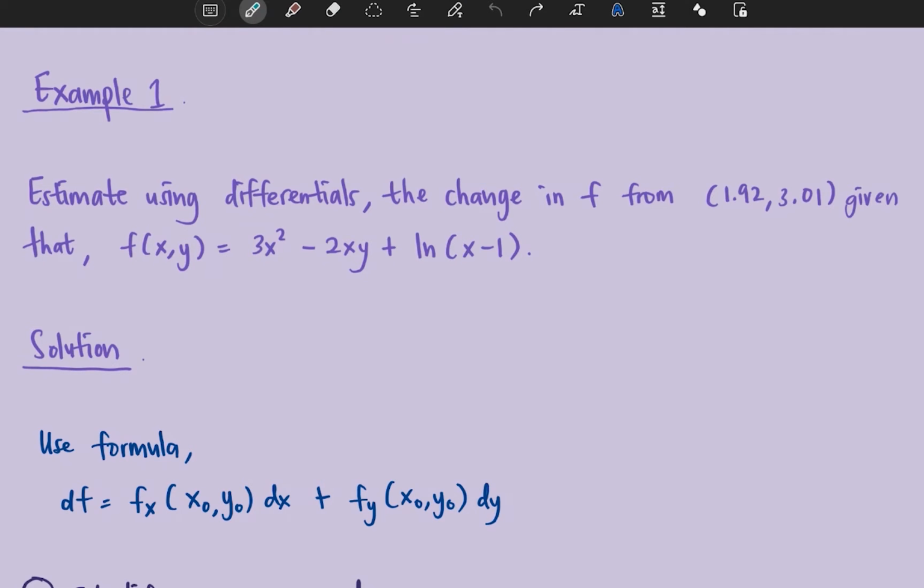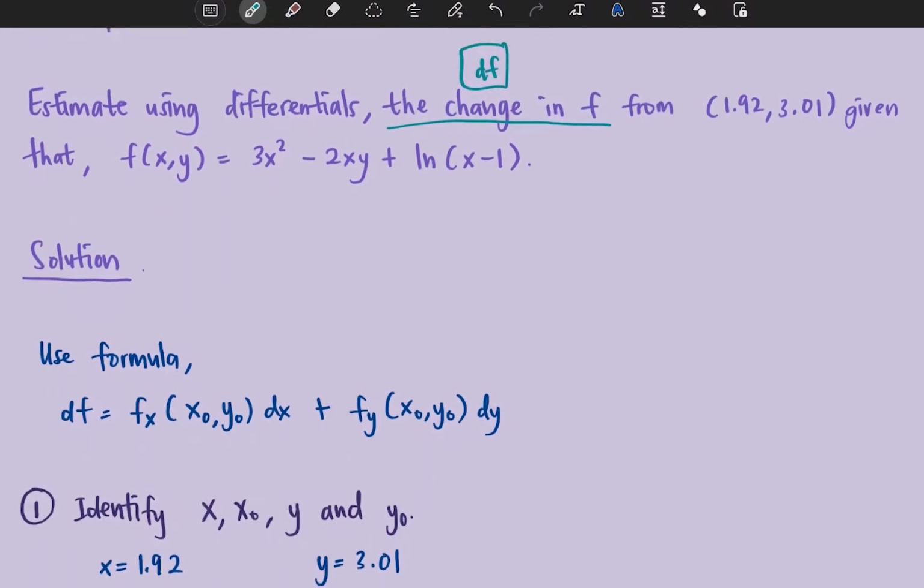Okay, let's look at the first example for the total differential. We need to estimate, using differentials, the change in f, which means df. We just need to find df only, from the point (1.92, 3.01), given that f(x,y) is equal to 3x squared minus 2xy plus ln x minus 1.